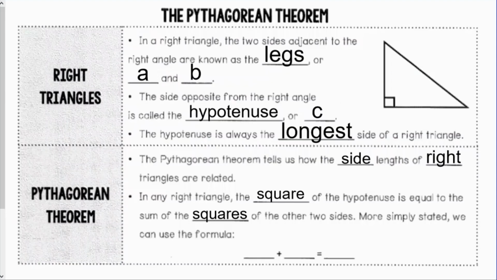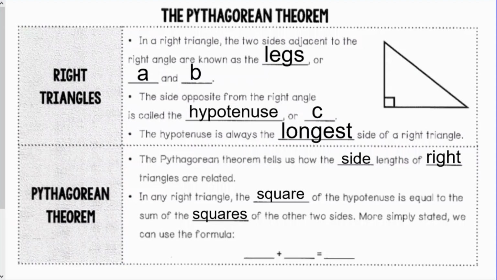So, right triangles. In a right triangle, the two sides adjacent, meaning next to the right angle, are known as the legs, or A and B. The side opposite from the right angle is called the hypotenuse, or C, and the hypotenuse is always the longest side of a right triangle.